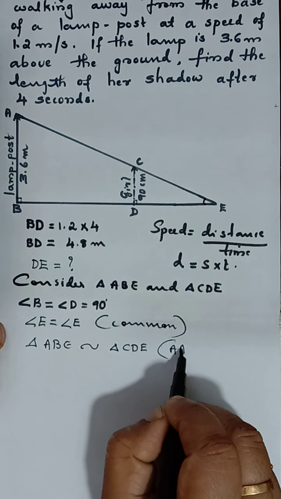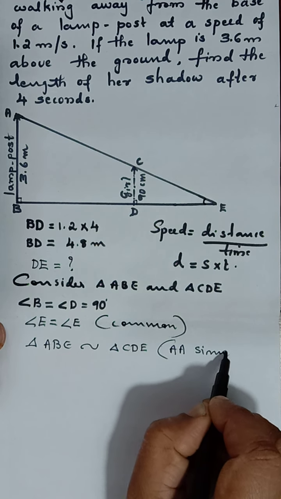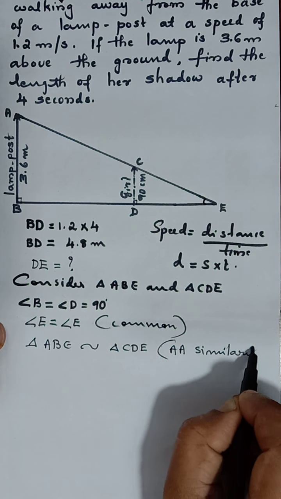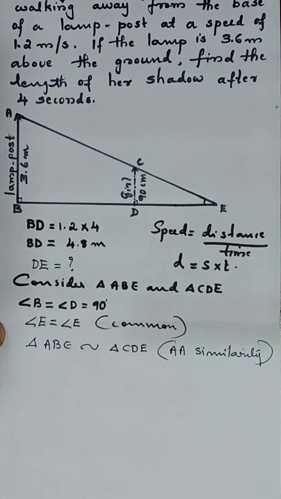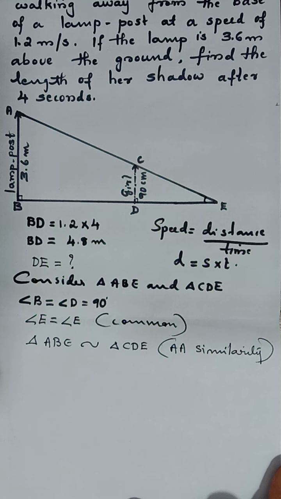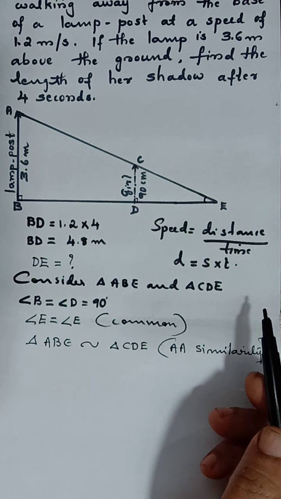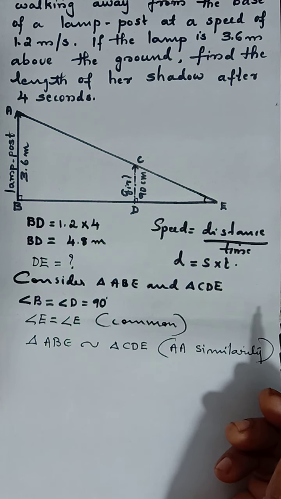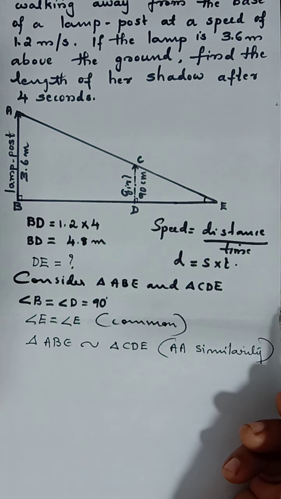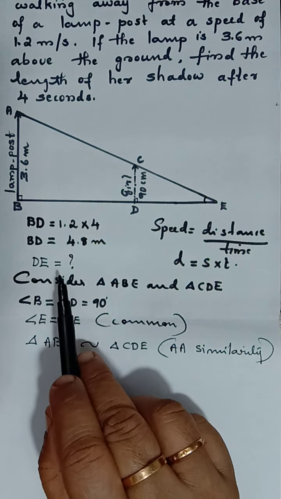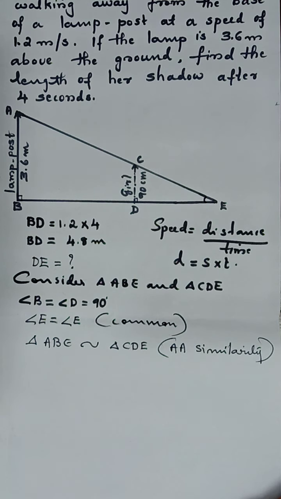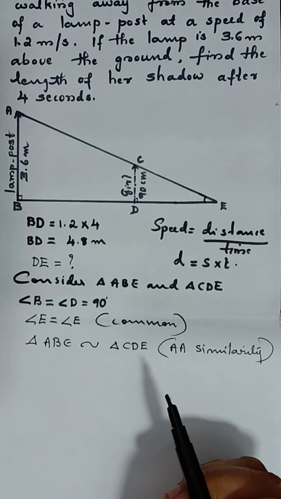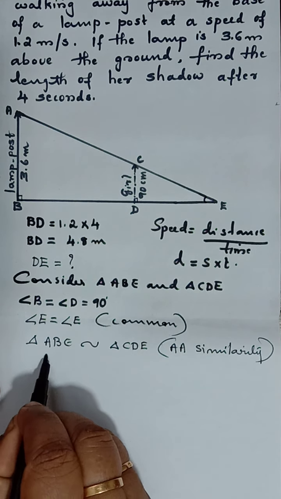Do you remember all the similarity property? So it is by AA similarity criterion. If two triangles are similar, isn't it the corresponding sides proportional? How to write the proportionality? 3 proportionalities we will be getting, but we need only 2. We have to find out only one value DE. So which is the proportionality we are going to take?